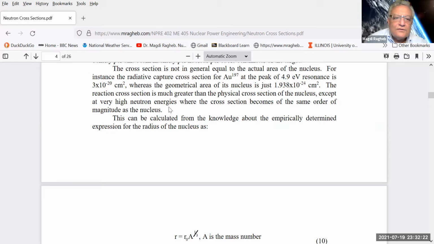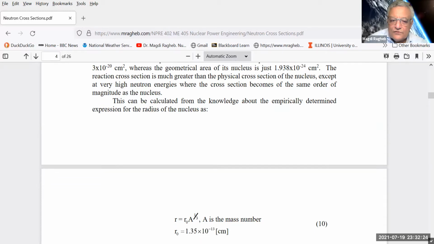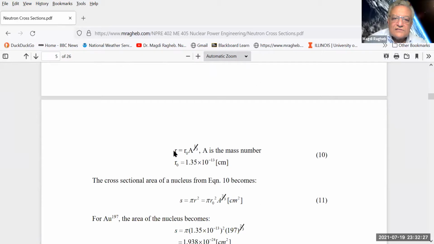So if we consider an empirically determined expression for the radius of the nucleus, we'll find that the radius of the nucleus is r multiplied into a constant 1.35 10 to the minus 13 centimeter multiplied into A, the mass number to the 1/3 power. 1/3 power tells us that the radius of the nucleus depends on the mass number. So nuclei like hydrogen would have a very small radius, tiny nuclei, whereas uranium, say the mass number is 235, would have a much larger radius.